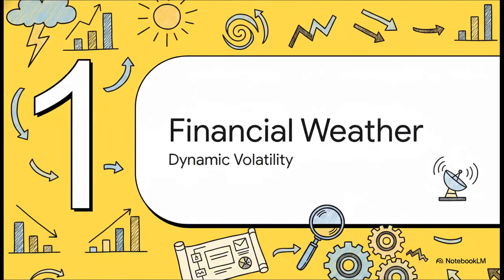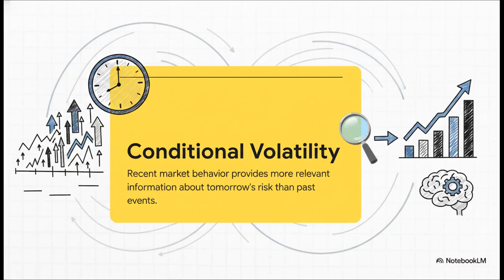Let's start with part one, forecasting the financial weather. First up, we have to shatter this illusion that market risk just stays exactly the same over time. Let's look at the basic building blocks of how this forecasting actually works in practice. The absolute foundational concept you need to grasp here is conditional volatility. See, older traditional risk measures used to compute a single volatility number by just throwing all historical data into a pot and weighing it equally.